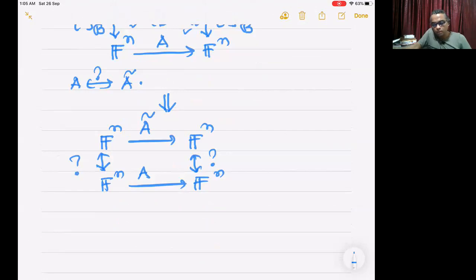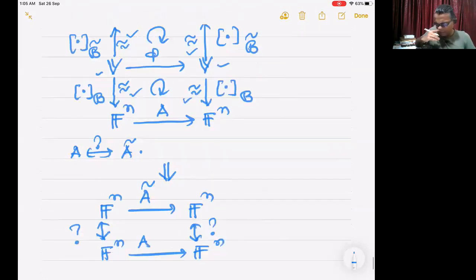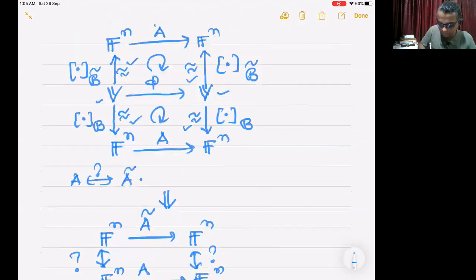Right? Now see how this isomorphism works. So let us look at this one. So suppose I start with an arbitrary vector here, x.